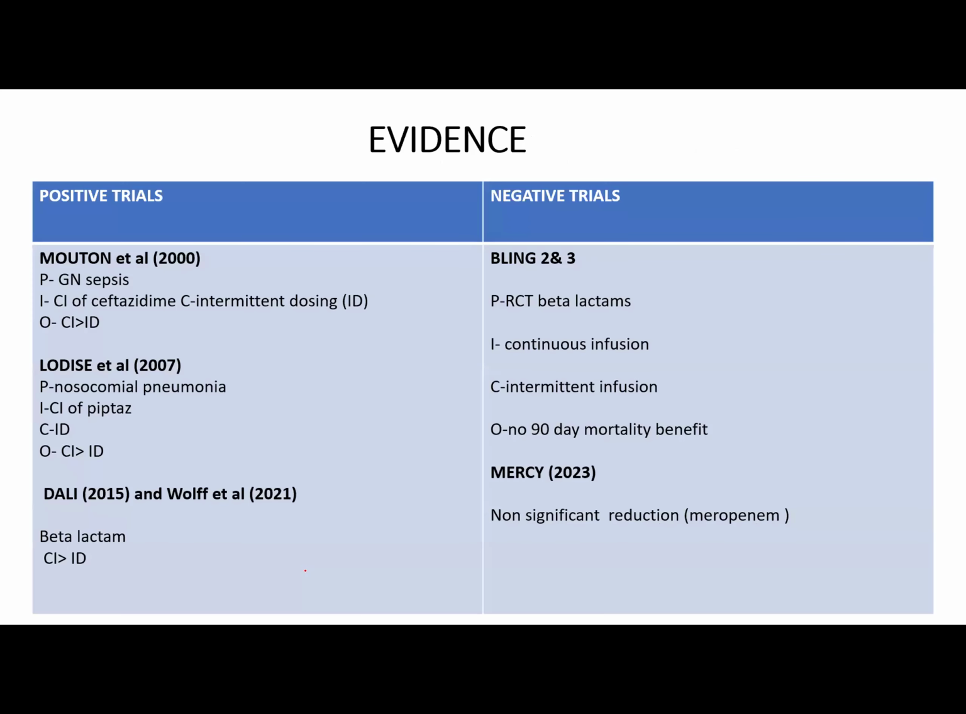Okay. Coming to the evidence of timing the antibiotics. So till now we spoke about the shorter intervals, achieving a concentration of more than 40% in the dosing interval to get effective antimicrobial killing. There have been many trials which have been done way back from 2000 onwards. So what Mouton et al. saw initially was, in gram-negative sepsis patients, whether continuous infusion of ceftazidime compared with intermittent dosing of ceftazidime had a positive outcome. What it revealed was continuous infusion was better in achieving target as compared to intermittent dosing.